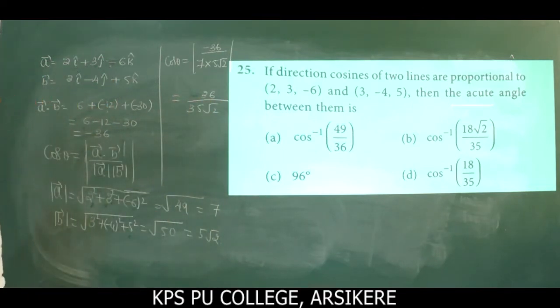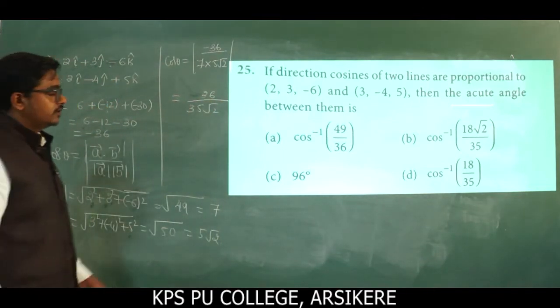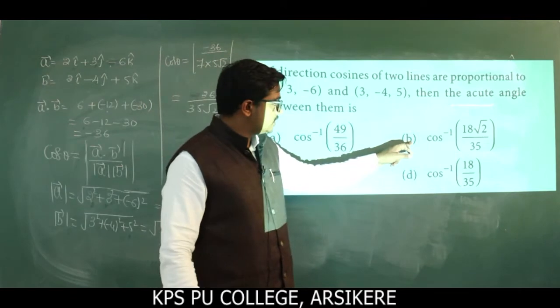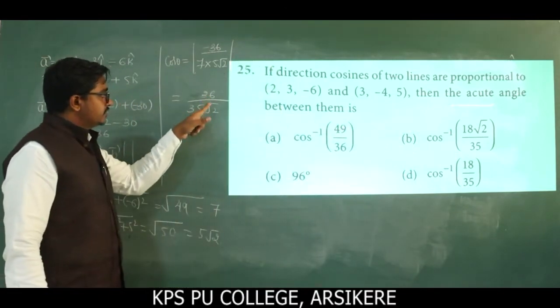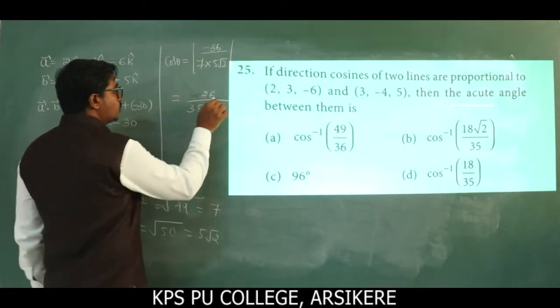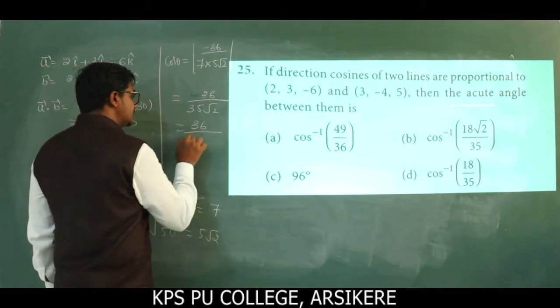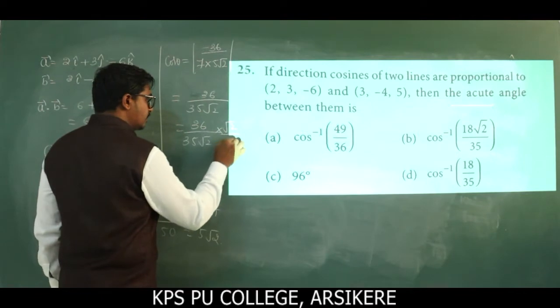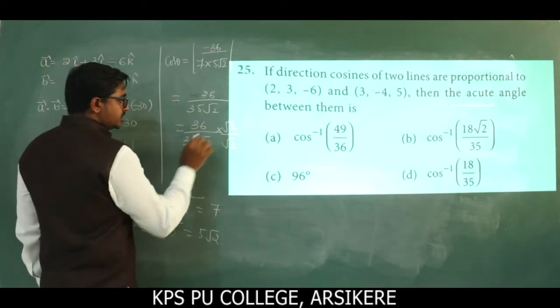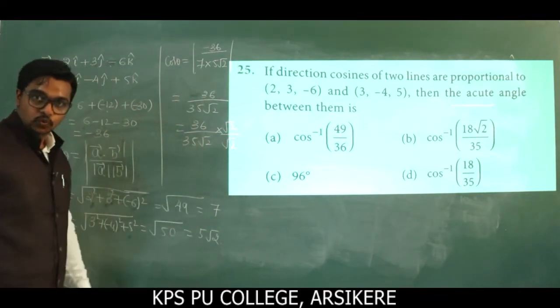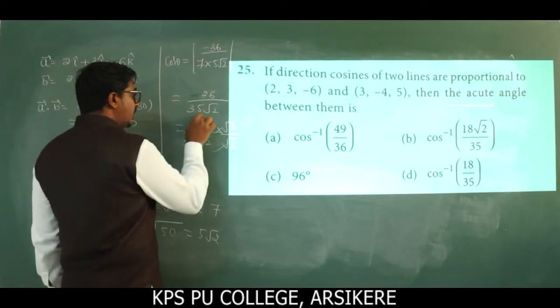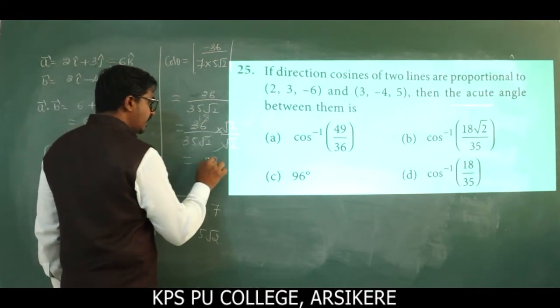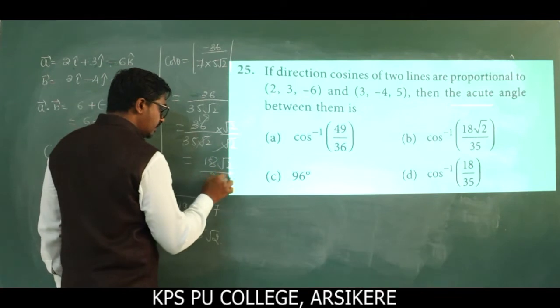But that is not in your answer options. Option B has the answer with 36. So for this, multiply and divide by root 2. 36 divided by 35 into root 2, multiply and divide by root 2. So 36 into root 2, root 2 into root 2 is 2, 2 ones are 2, the 18s get cancelled, we are left with 18 root 2 divided by 35.